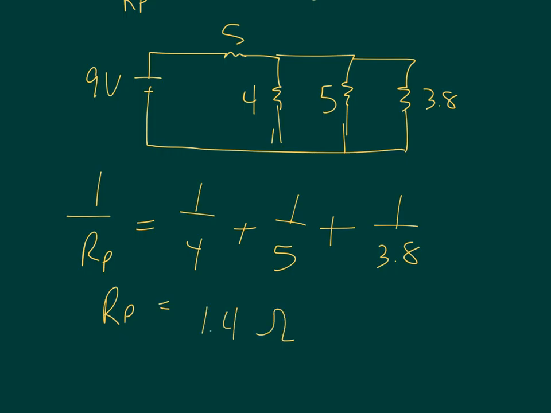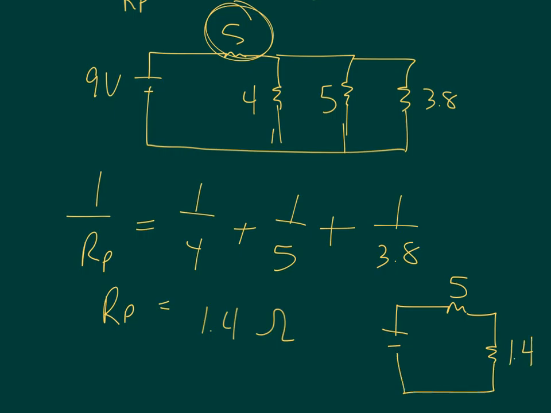Now, if that's the case, that 1.4 replaces all three of these. So now I've just got 5 and 1.4. So 6.4. Okay? So now again, this circuit becomes this. Simply 5 that was here the whole time. That's the same 5 as that. And then the 3 that were in parallel are going to all be replaced with this single one that's 1.4.